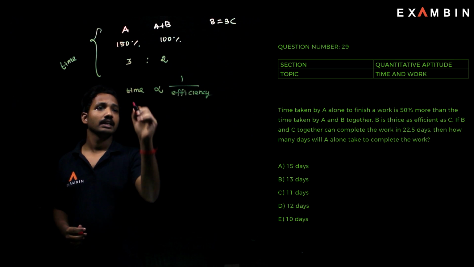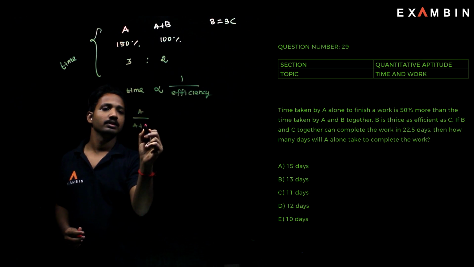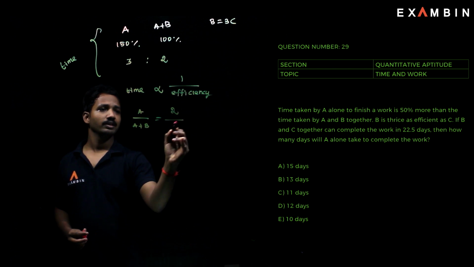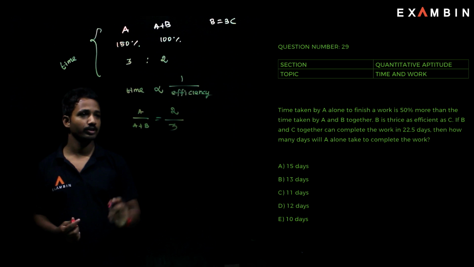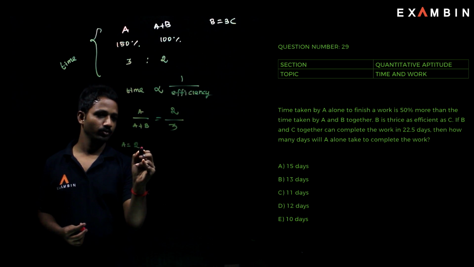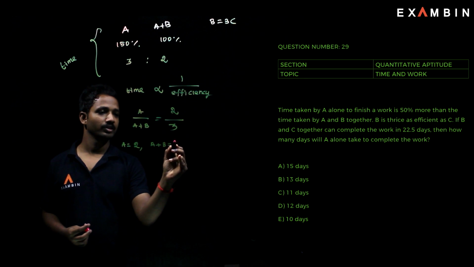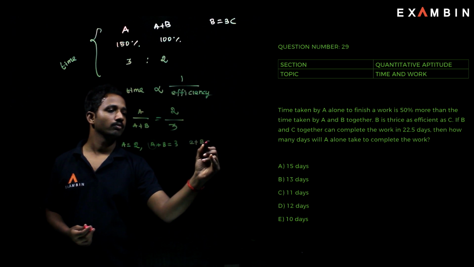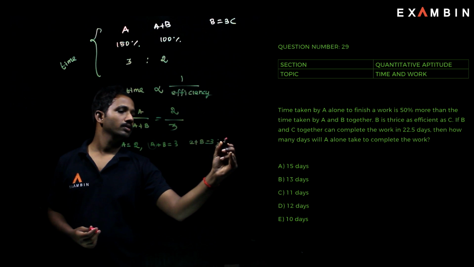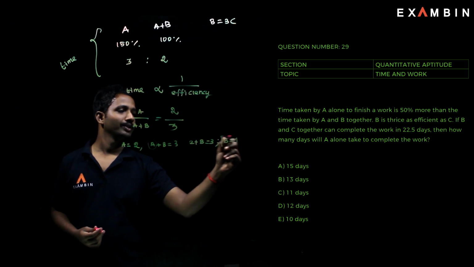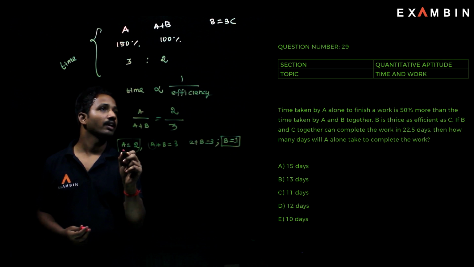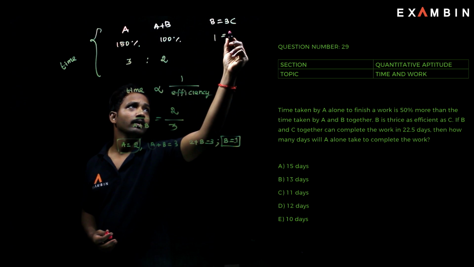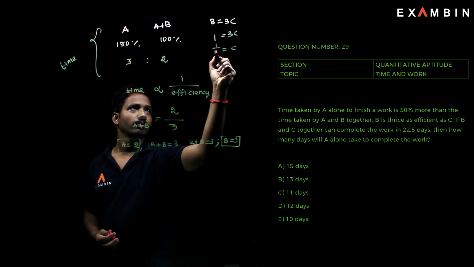Now we know that A divided by A plus B would be 2 by 3 because of inverse proportion. So A is equal to 2, A plus B is equal to 3. We know that A is equal to 2, so 2 plus B is equal to 3 and B is equal to 1. We need the value of C. What we know is that B is equal to 3C, so C is equal to 1 by 3.